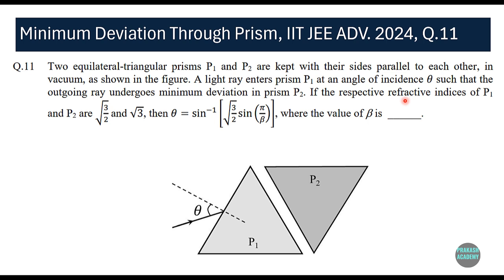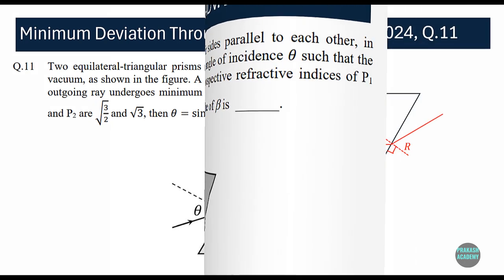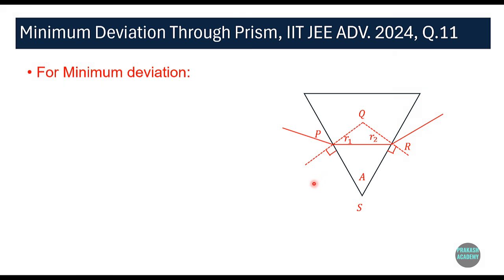If the refractive indices of P1 and P2 are root 3 by 2 and root 3. So, this has a refractive index of root 3 by 2 and this has a refractive index of root 3. Then theta is given by this expression which has a quantity beta. So, what is the value of beta? That is what we have to find. So, let us try to solve this problem.